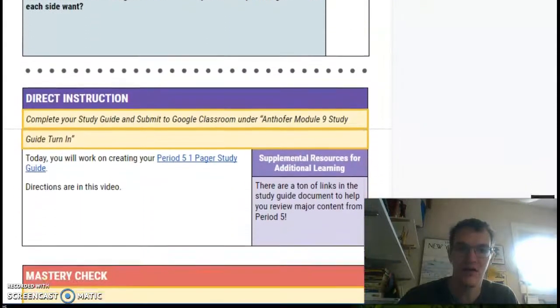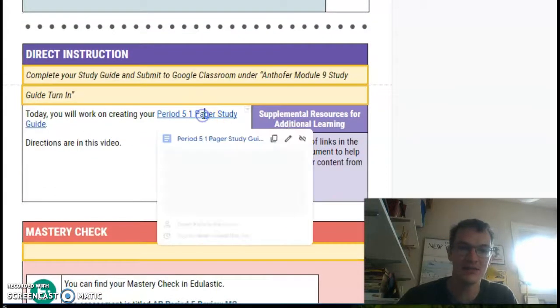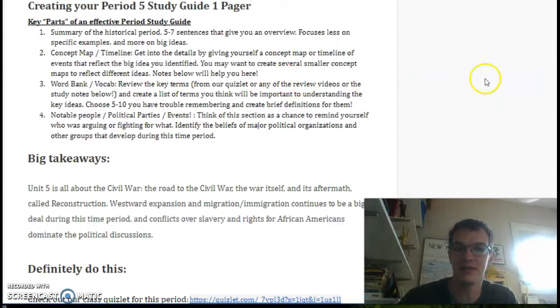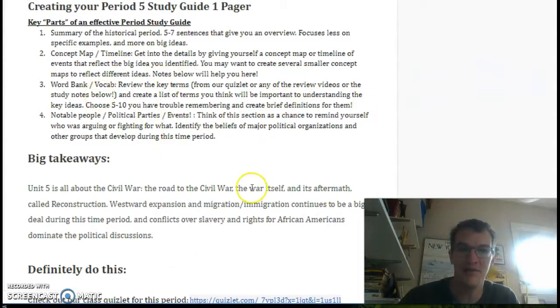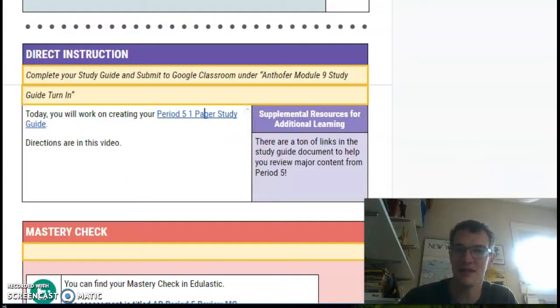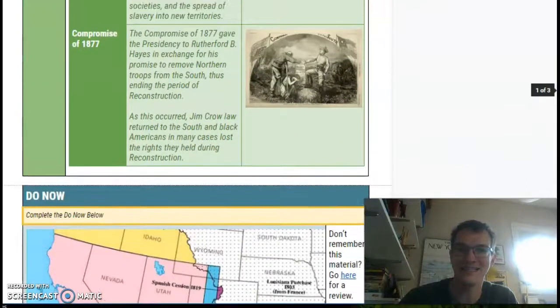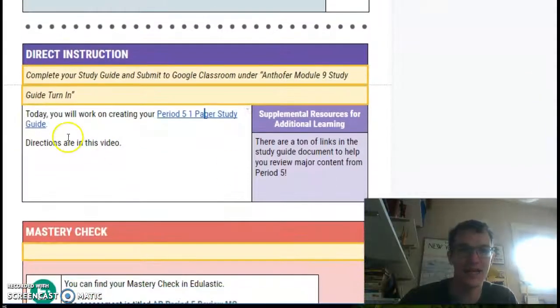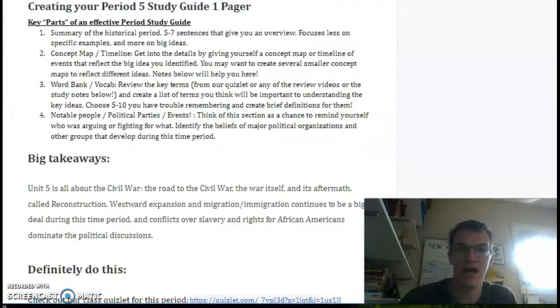Okay, now, we expanded to the west, we ended this war, and of course, this war ends up being very controversial, and it really ends up leading to the big stuff in Period 5, which is the Civil War and Reconstruction. So, you start off with the Mexican-American War, the annexation of Texas. By the end, you're going to end up with the Compromise of 1877, and that is the last event in this time period.